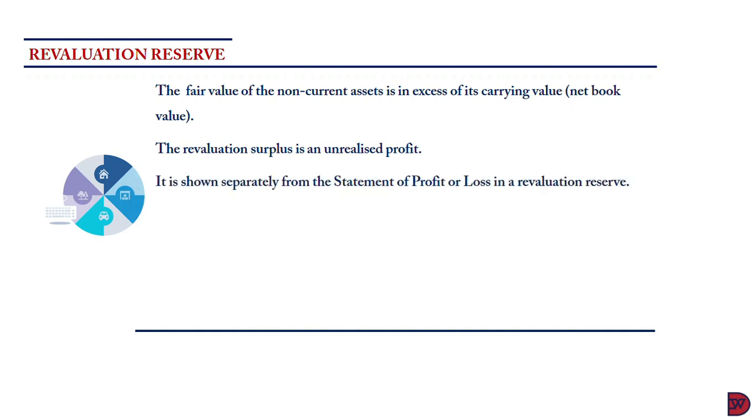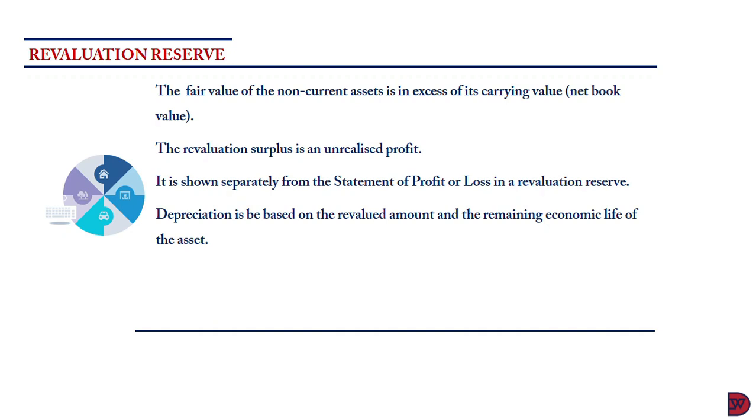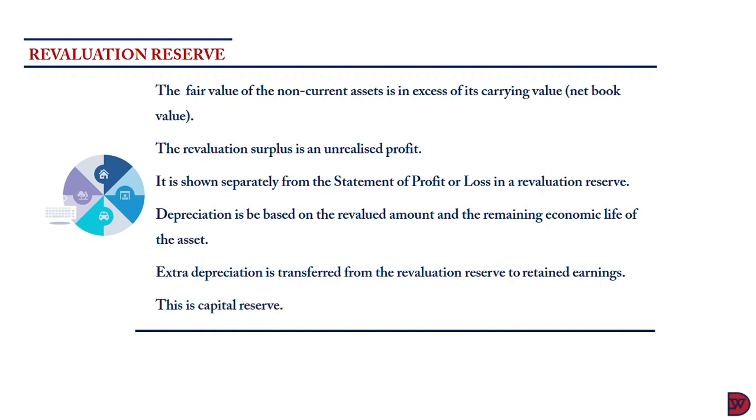Because of that, it is shown separately from the statement of profit or loss and captured in the revaluation reserve under the other comprehensive income. Depreciation is now based on the revalued amount and the remaining economic life of the asset. Extra depreciation is transferred from the revaluation reserve to retained earnings. The revaluation reserve, as earlier stated, is a capital reserve.